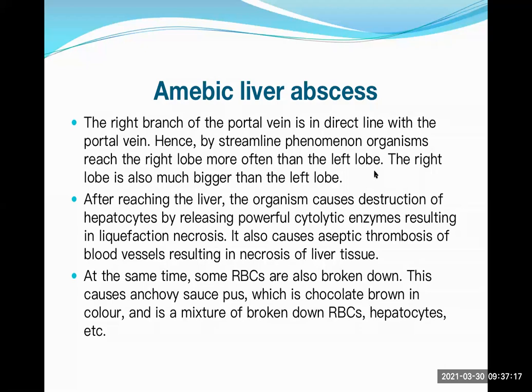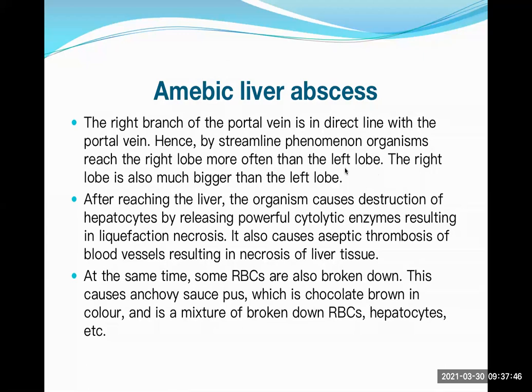So if some microorganisms are present in the blood inside the portal vein, there is more chance of those microorganisms reaching the right lobe of the liver than the left. That's why there is more chance of abscess formation on the right lobe than the left. So if somebody asks you why the right lobe of the liver is more commonly affected than the left, you can answer like this.